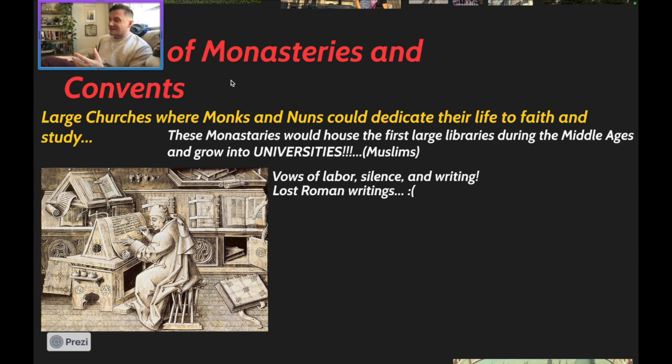But when they were doing this, they actually had to scrape a lot of these old hides and a lot of these old pieces of paper and clean them off, and they actually had old Roman writing on them, right? And so we actually lost a lot of Roman writings to this process.